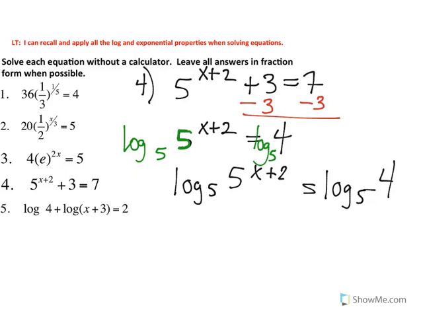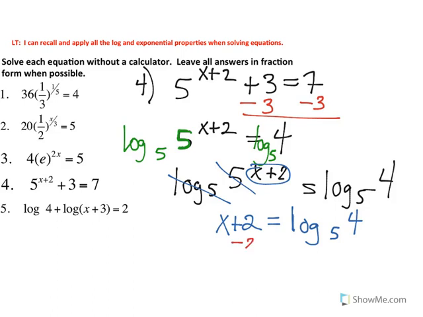Based on our properties that we have learned, this log base and this exponential base are the same. I can cancel them out, leaving me with the power, which equals the right-hand side. The right-hand side I cannot cancel out. I have no property that lets me simplify log base 5 of 4, so it has to stay. I want to solve for x. The way that I'm going to do that is isolate x, subtract 2 on both sides.